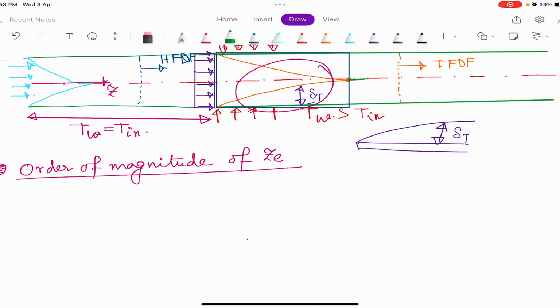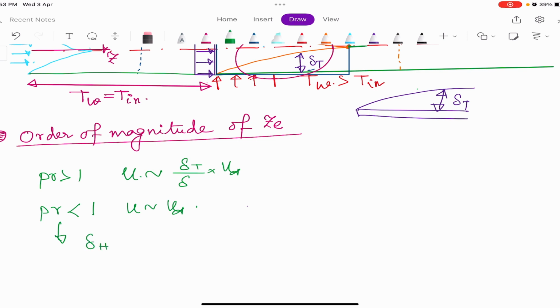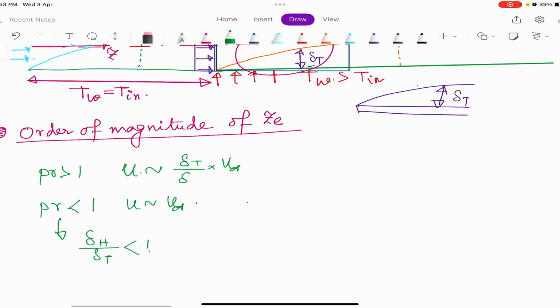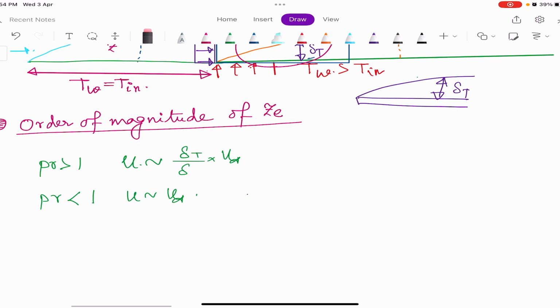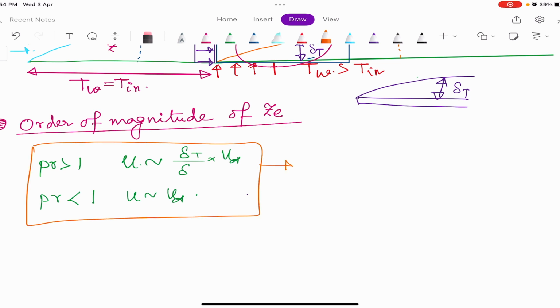In the flat plate, for Prandtl number greater than 1, u was of the order of delta T by delta into u infinity, from the scaling analysis. For Prandtl number less than 1, I was having delta H by delta T less than 1, so almost all of the delta T is coming beyond delta H. So we have considered a slug flow approximation. This was valid for the flat plate.